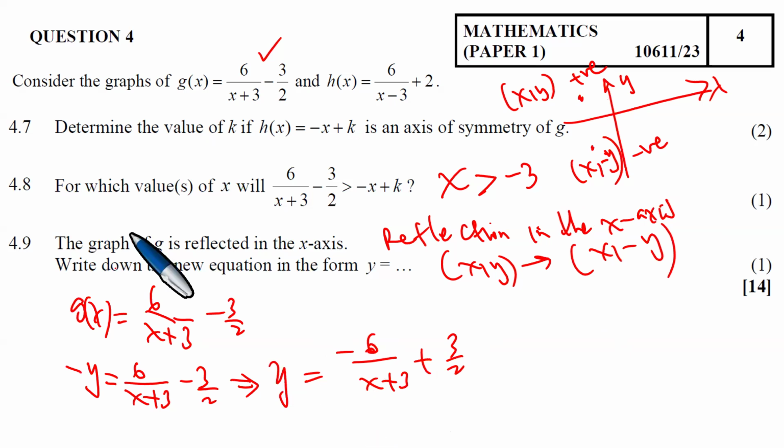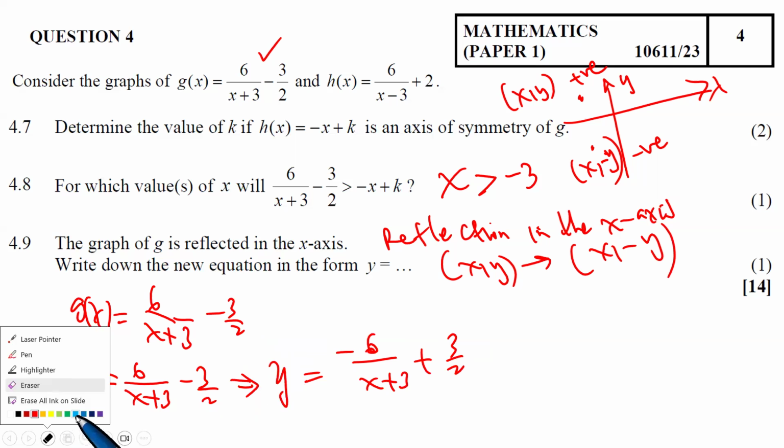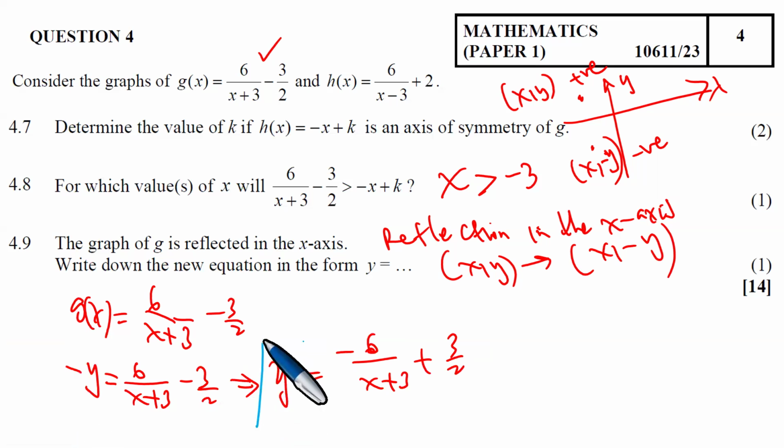Okay, so now write down the new equation. This is the new equation. That is exactly the equation. Okay, if you reflect in the x-axis, it means that y becomes negative. Y becomes negative, so think about it.